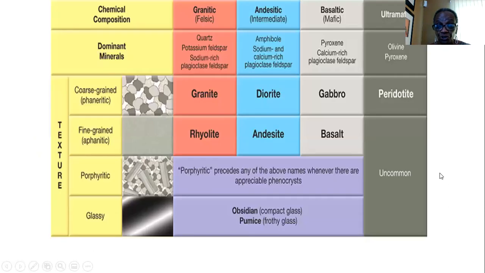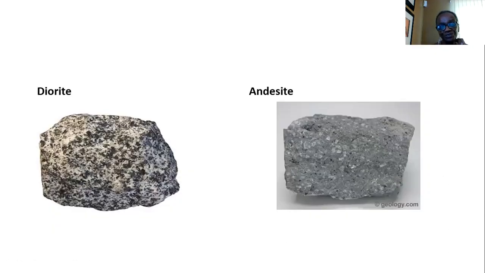Based on what I showed you about cooling rates and also about the composition, these two have the same composition, a different cooling rate, and therefore they have a different texture.